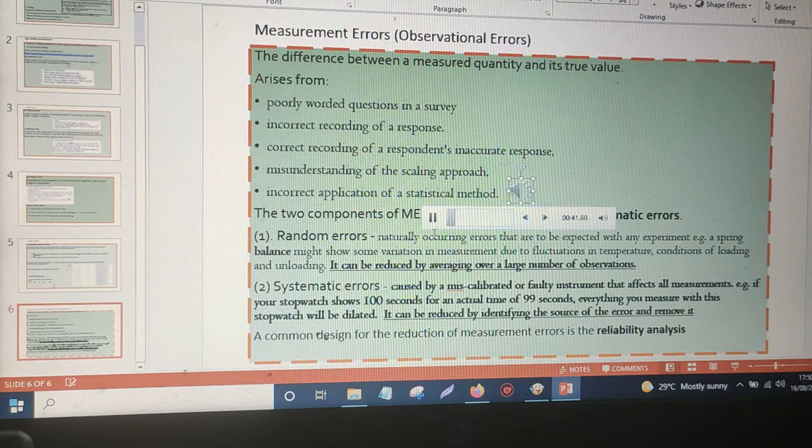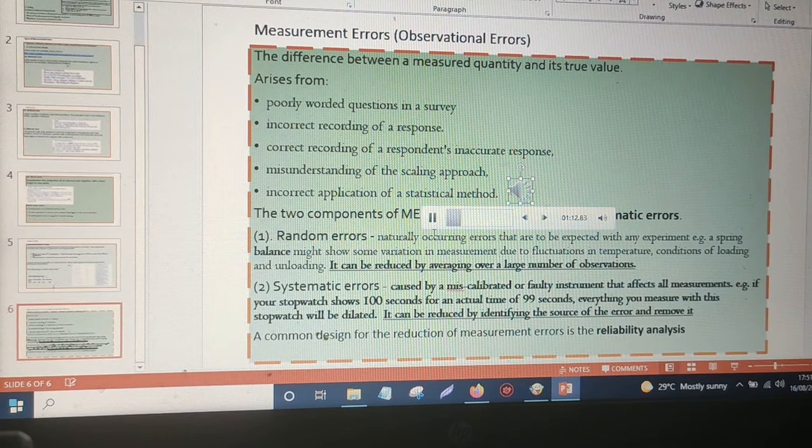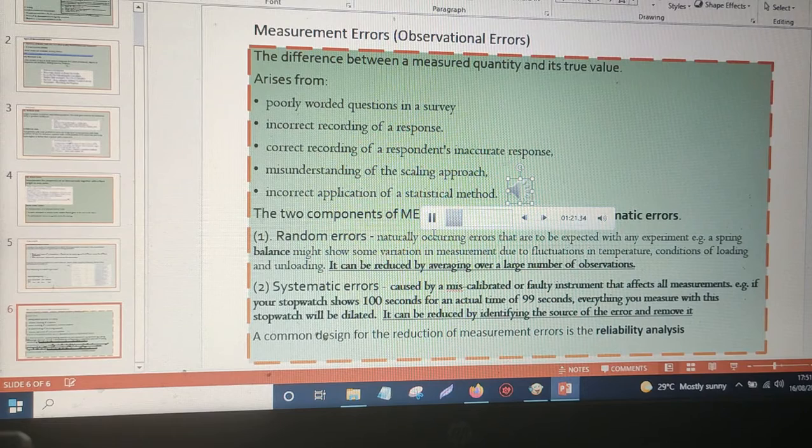that is, it is possible for respondents to misinterpret the questions and give you wrong answers. Then, second, incorrect recording of a response. If after you got the response you recorded it incorrectly, measurement error is likely to occur. Then you might record correctly the respondent's inaccurate response. Maybe the respondent responded inaccurately, but you recorded it accurately. Anyway, it's still an error.